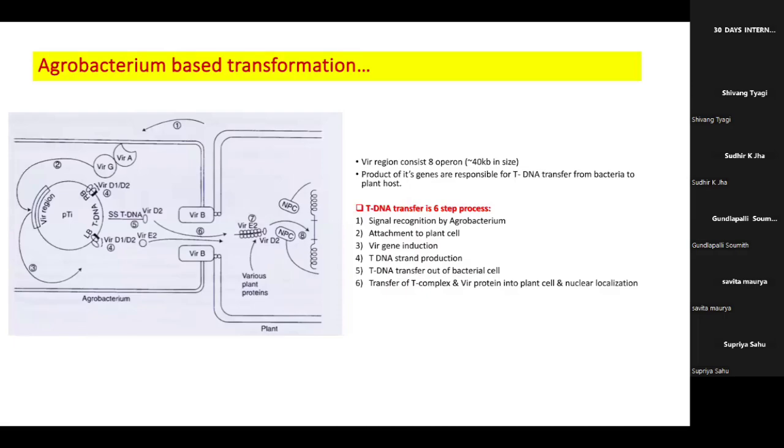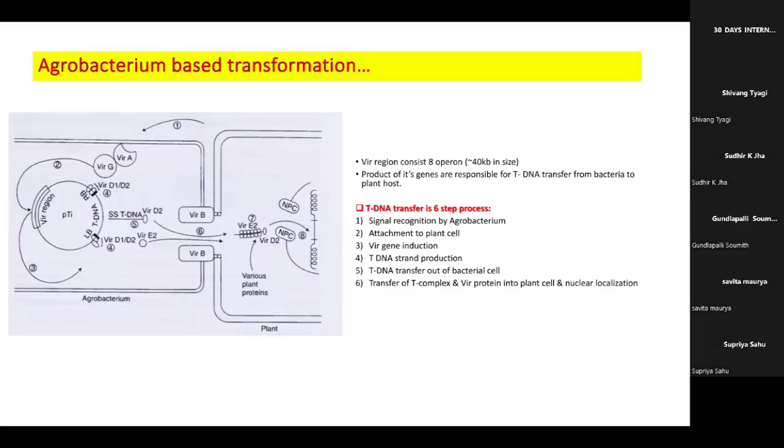In that plasmid, you have the Vir region. The Vir region is a virulence region, which helps in infection of any plant it infects. This region has in total 8 operons, and generally 8 genes express themselves, which further helps in proper infection of the plant. If you see here, this process takes place broadly in 6 major steps. First stage: signal recognition by agrobacterium.